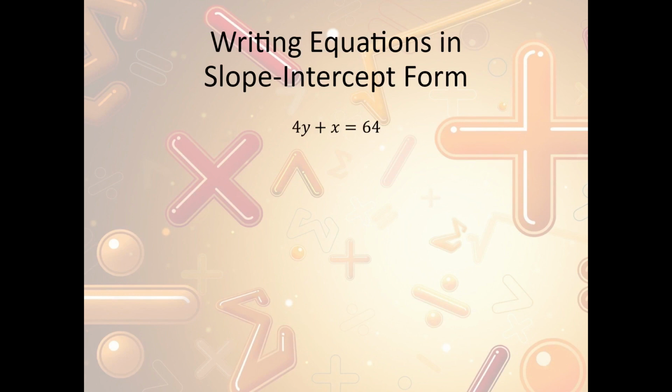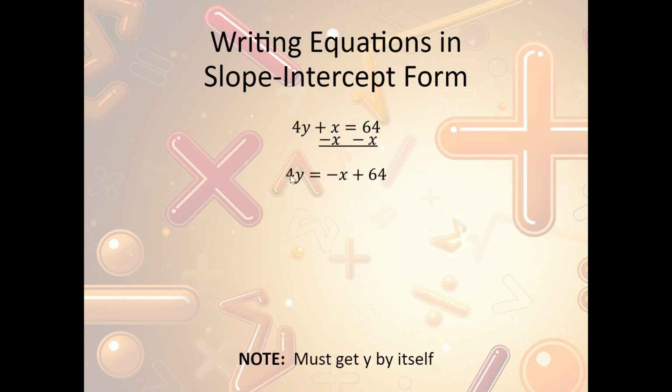Let's look at another example. We have 4y plus x is equal to 64. Well, same thing. I'm going to go ahead and get rid of the x first. So it's a positive x, so I'm going to subtract x to get it to the other side. And I'm left with 4y on this side, and I got negative x and 64 over here. So I got 4y is equal to negative x plus 64.